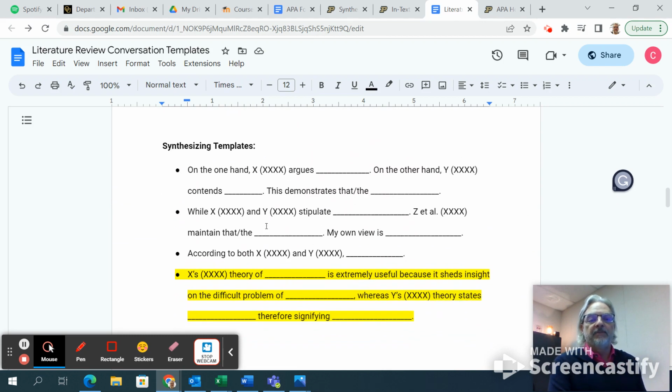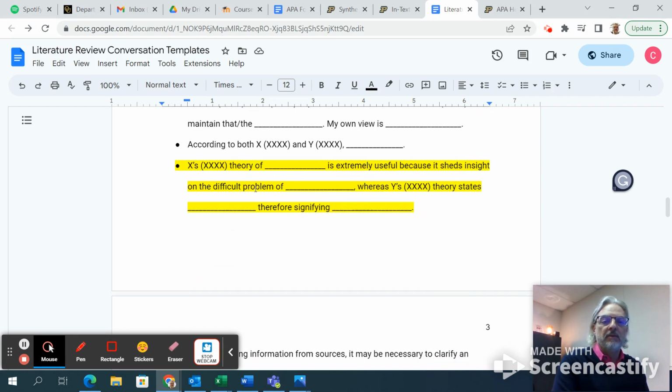Now we've got these templates that help us think about how we then put them in conversation with one another, right? So we can say, on the one hand, Jones 2018 argues this. On the other hand, Smith 2020 contends this. This demonstrates that, or the like. So you've got a source saying something, another source saying something, and now what does that mean? How does that make a conversation? What are they talking about? They're different? How does one arguing something and one contending something in that conversational moment apply? What's the significance?